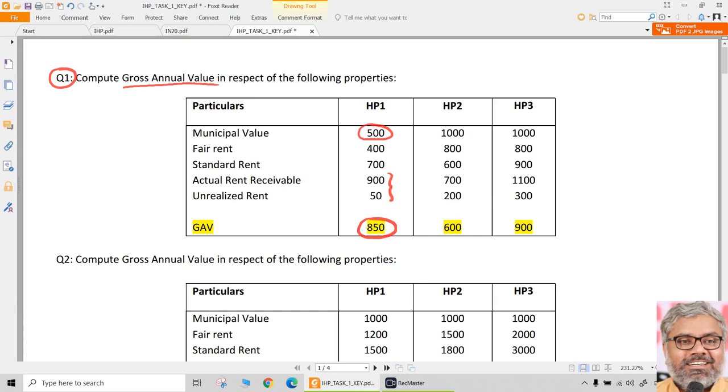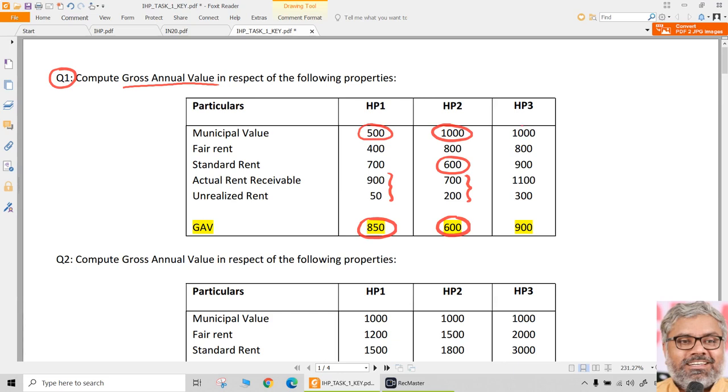Then house property 2. Municipal value, fair rent, whichever is higher, 1000. That compared with standard rent, whichever is lower, so 600. That compared with 500. And ARR here is less than the expected rent, 600. But is it due to vacancy? Is there any question or point about vacancy? No. That means the exception will not apply. Expected rent or ARR, whichever is higher, automatically will become the gross annual value. That's why 600 is the answer for house property 2.